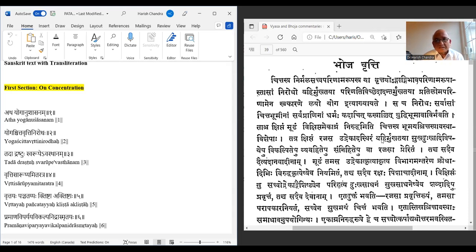The third statement, I don't think I will use Vyasa's commentary much. You know, we want to make the course very compact. So once in a while. So the third statement is saying, Tada drashtu swarupe avasthanam. Tada means then. Drashtu means the observer. Swarup is in own self. What is my true self?